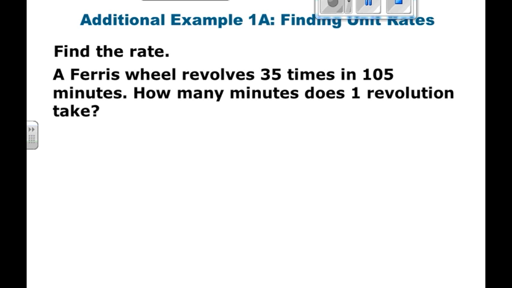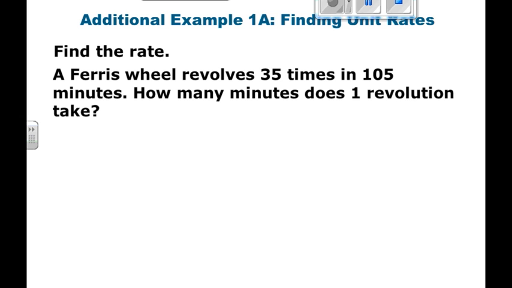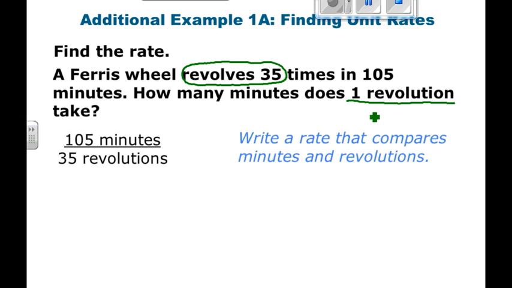A Ferris wheel revolves 35 times in 105 minutes. So we have two items that we're comparing. How many minutes does one revolution take? If I'm looking for one revolution, if we go back to our definition real quick, for unit rates the denominator is 1. Our revolutions are 1. So in this case, what was our revolutions? Well, that's that 35 times. So that's going to be our denominator, making our numerator the 105 minutes. So I can write it as 105 minutes over 35 revolutions.